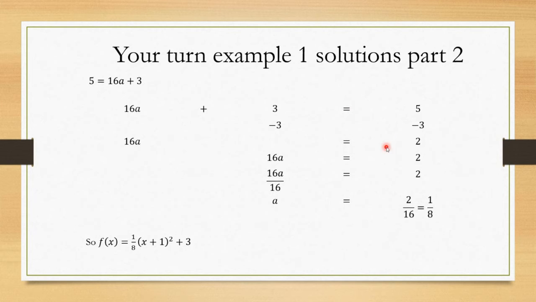So from here, we get 16a equals 2, right? But again, we want a. We don't want 16a, so we divide. Excuse me, a is being multiplied by 16. So to get 16 off, we divide, right? And we get 16a over 16 equals 2 over 16.